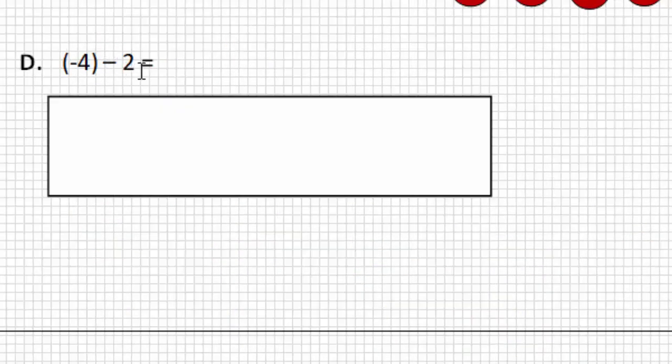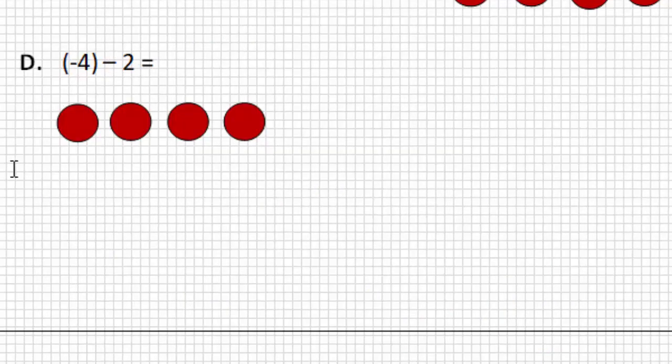Negative 4 subtract 2. So this time we're going to start with negative 4 chips on our board, and we're going to take away 2 positives. Once again, we have the problem where we don't have 2 positives to take away, so we need to add on our 0 pairs. Pause the video here and add on your 0 pairs. See if you can complete the problem, then resume the video when you're ready to check your work with mine.